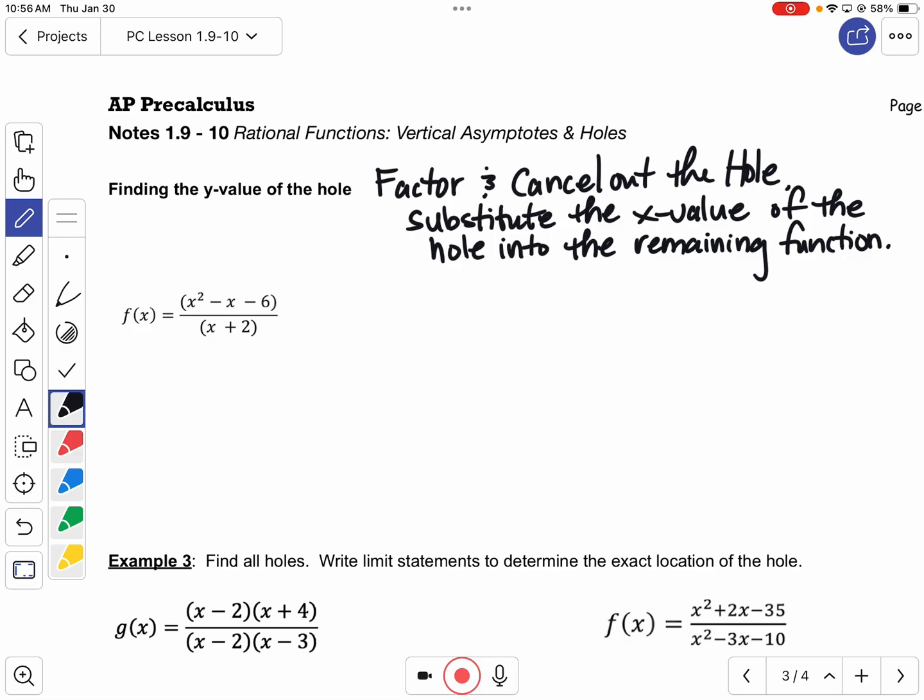That's not necessary that you know that, okay? But that's one of the things we'll do once we get to calculus, we'll look at it from that limit standpoint. But the process is the same. We're just going to factor and cancel and then substitute, and it's going to give me that ordered pair where the hole is going to be. So let me show you that one.